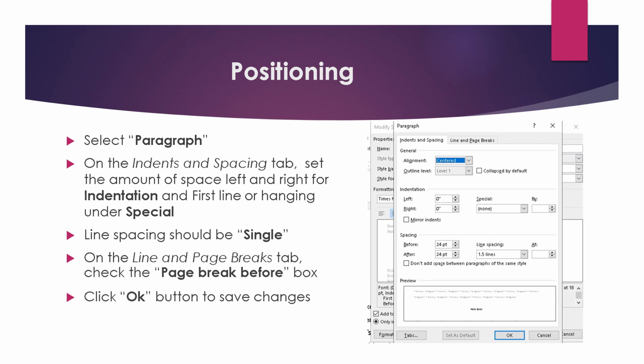Select Paragraph. On the Indents and Spacing tab, set the amount of space left and right for indentation and first line or hanging indent under Special. Line spacing should be set as single. On the Line and Page Breaks tab, check the Page Break Before box. This ensures your chapter will start on a new page. Click OK button, then OK again to save your changes.